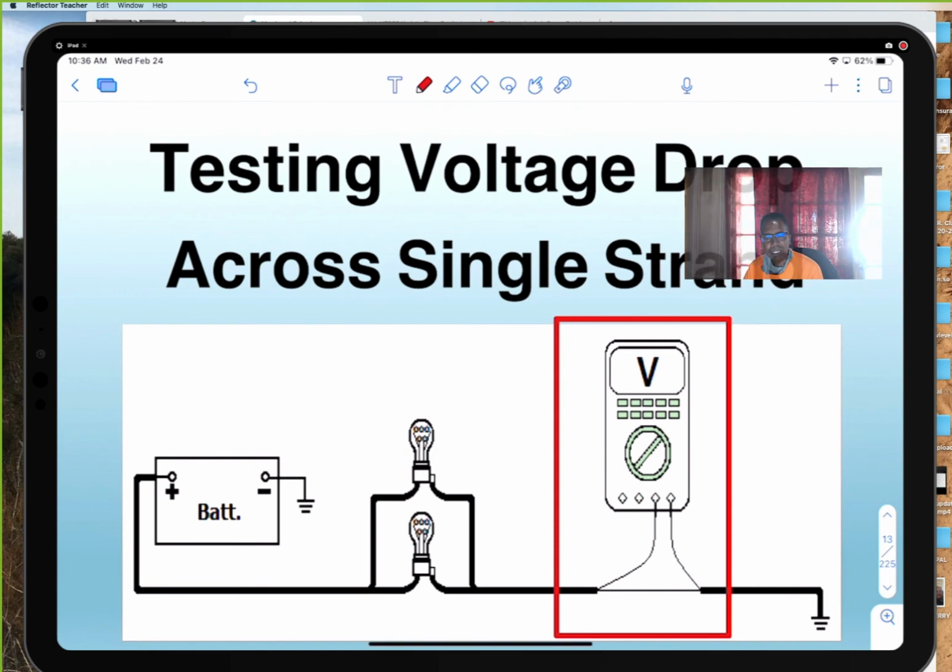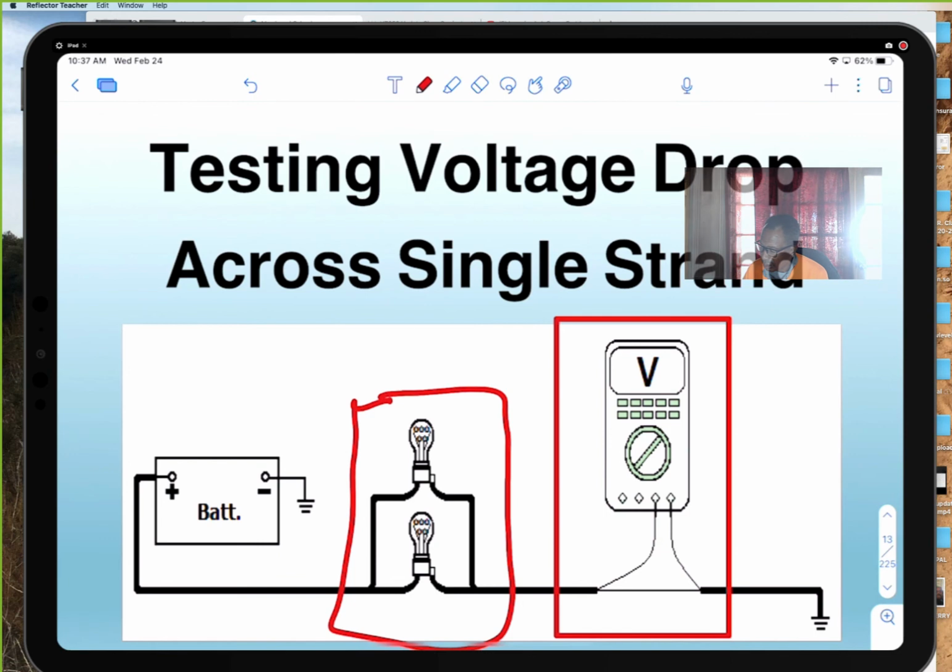He's testing the wire, the insulation. They're testing that wire, the same thing I just drew earlier. Testing the voltage drop across a single strand of wire, but this time we're testing the ground circuit. Now, is this here parallel or series? Parallel. Yes, that's a parallel circuit.